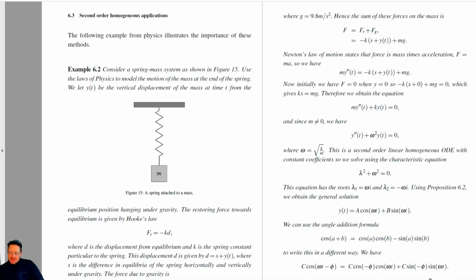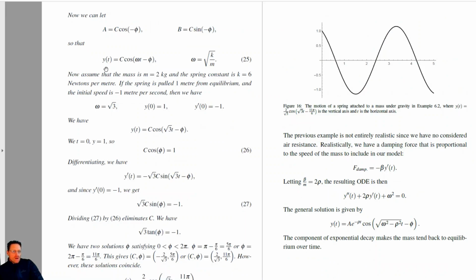Okay, so we're just setting out that c times cos of minus phi, the Greek letter phi, is our constant a, and c sine of minus phi is our constant b. So that we can say that this is looking a little bit simpler in our general formula. y of t is c cos of omega t minus phi. Okay, so that's what we have here, where again omega is the square root of k over m.